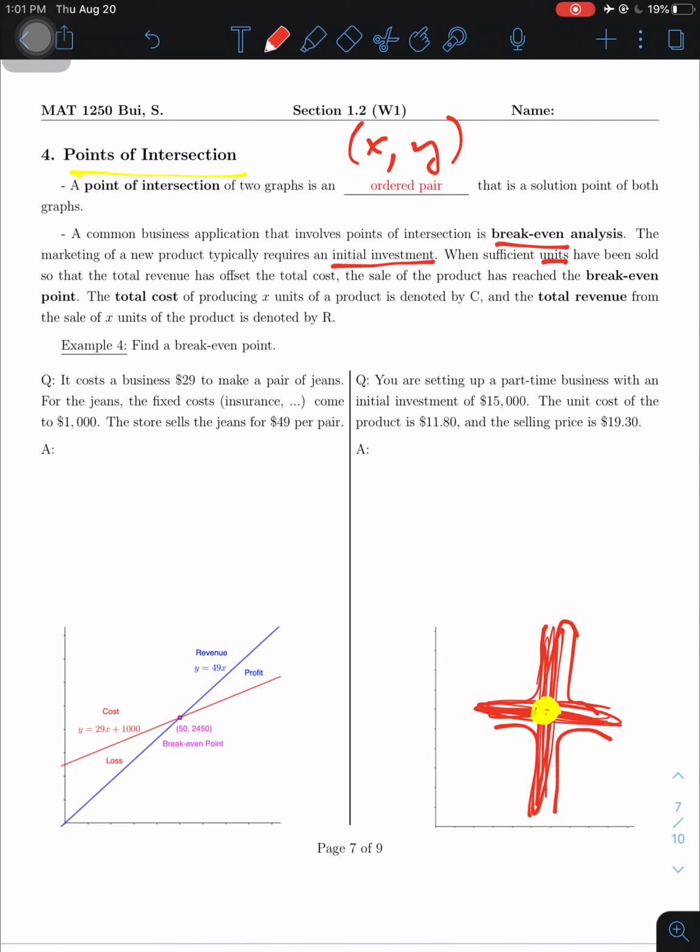The word units in here is like shirts or cars. The total cost of producing x units of a product is denoted by C for cost. So let me underline this. Okay, and the total revenue from the sale of x units of a product is denoted by R.